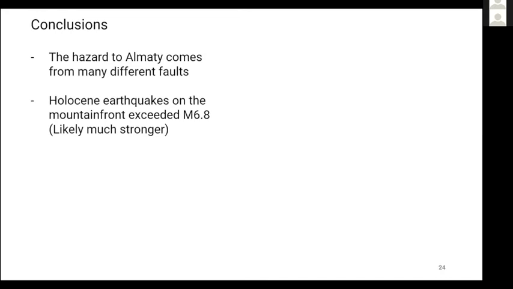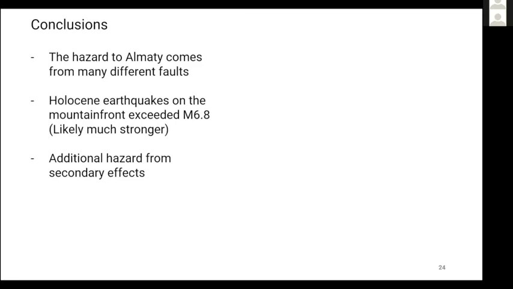Why? Because, as you have seen, the 7.3 earthquake from the year 1887 did not produce a surface rupture. So we think you might need stronger earthquakes to produce that. Also, the fault is really long and it's definitely capable of rupturing in a bigger earthquake than magnitude 6.8, but at least 6.8, we think.